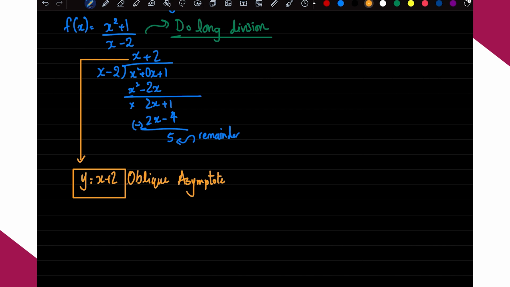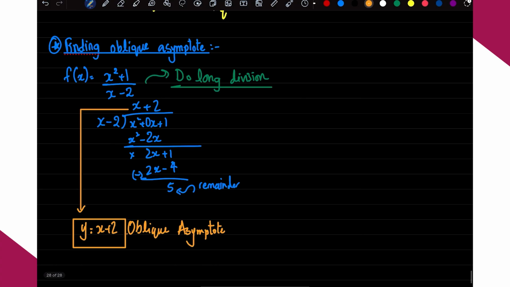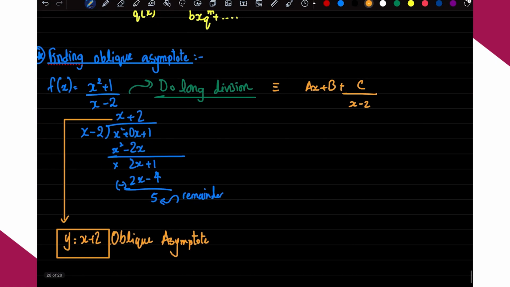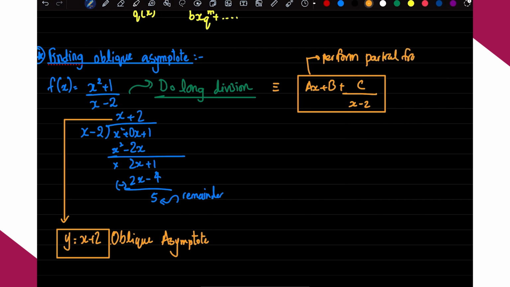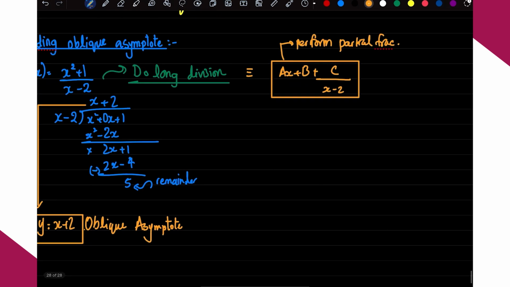There's also one other way that you could do this, and that would be by doing it in partial fractions. And the format for that is going to be ax plus b plus c over x minus 2. So it's either this or this format, and you do perform partial fractions. In this case, this could be any polynomial. That's what we mean by q of x. So these are the two ways you could do it.